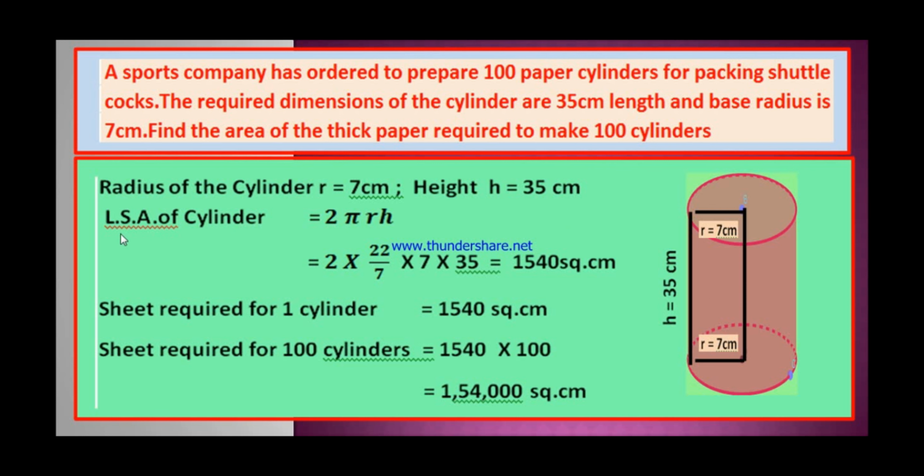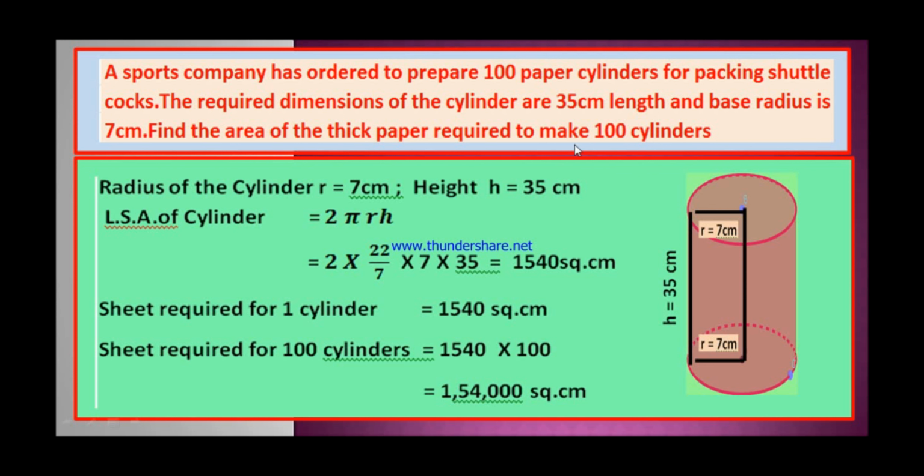Now again, let us find the lateral surface of the cylinder. The lateral surface of the cylinder is equal to 2 pi r h. That is 2 into pi value 22 by 7 into r value 7 into h, which is 35. You can cancel 7 and 7. 2 into 22 is 44, 44 into 35 is 1540 square centimeters. It is the lateral surface area of the cylinder, or the sheet required to make one cylinder, equal to 1540 square centimeters.